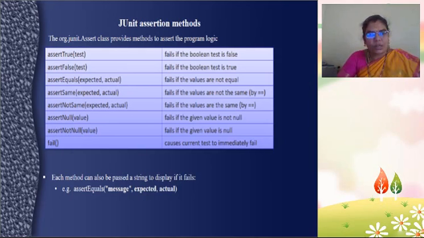Each method can also be passed a string to display if it fails. Example, assertEquals of. We can provide the message here. Say for example, that expected program output I have got, or you have to work some conditions to modify your program, like that.